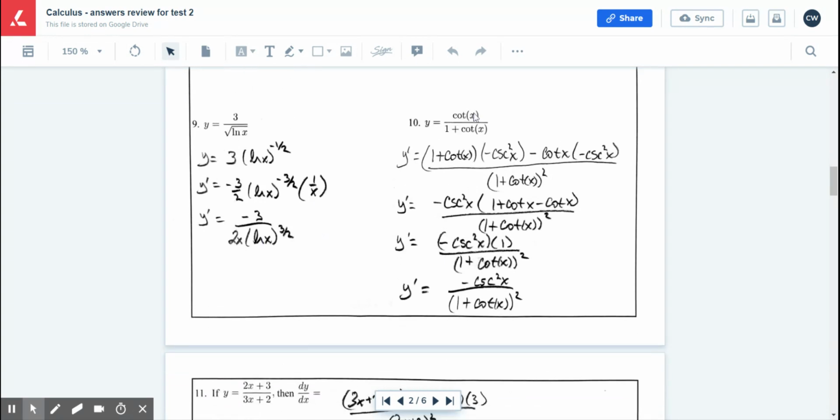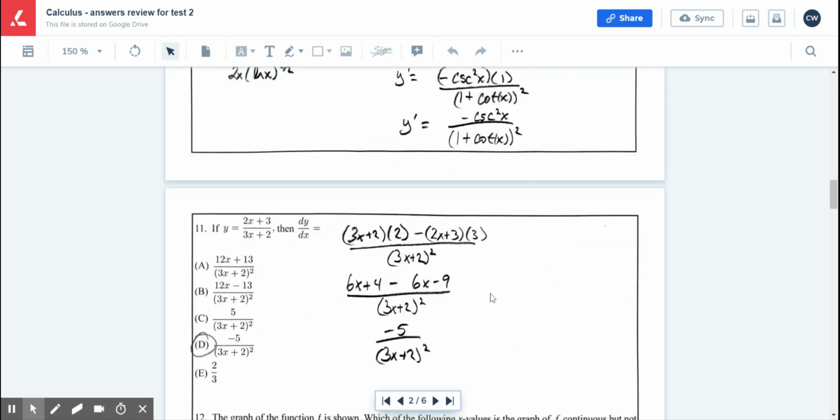Number 10, variable on the top, variable on the bottom, quotient rule. So we have the bottom, derivative of the top, minus the top, derivative of the bottom over the bottom squared. I had a negative cosecant squared here and a negative cosecant squared there, so I factored it out. That left me with 1 plus cotangent and minus cotangent. The cotangents canceled, and the only thing left in that parenthesis was a 1. Multiply those together, it gives me a negative cosecant squared over my bottom squared.